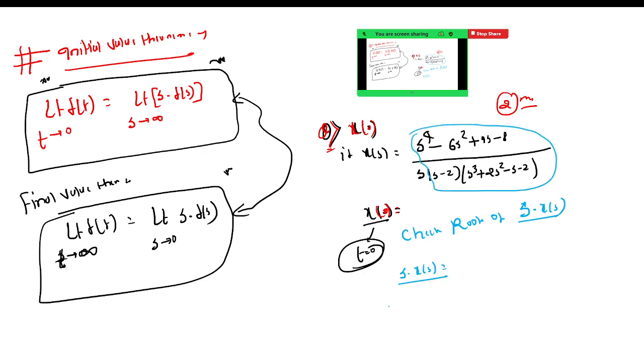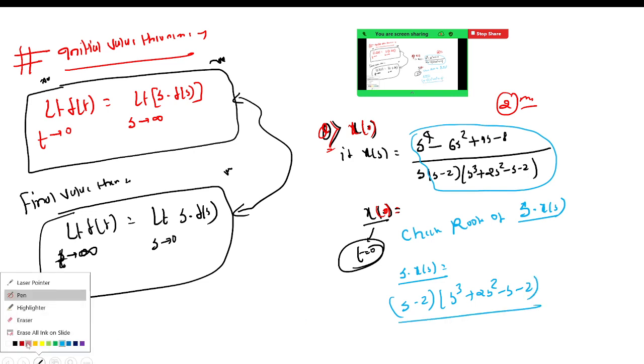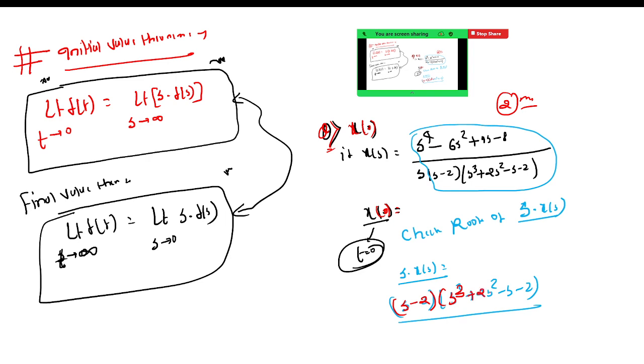So I'll be checking the roots of (s minus 2) into (s cube plus 2s square minus s minus 2). Try to understand one thing: most of process dynamics and control is based on the calculation of the roots of the denominator. Once you are very dexterous in calculating this, definitely the work will be very easy for you. So try to understand these things.